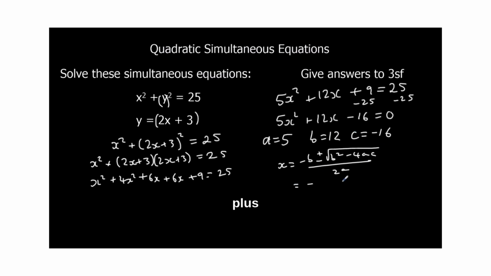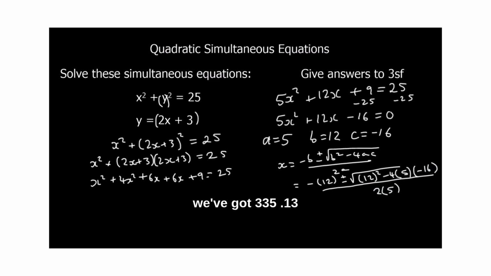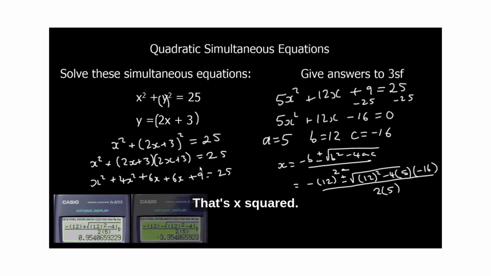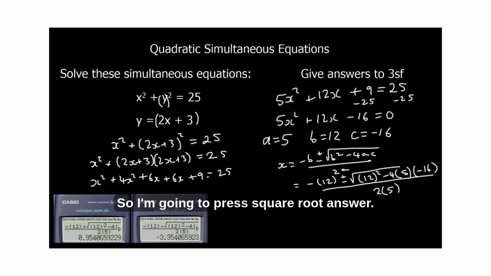So it's minus 12 plus or minus the square root of 12 squared minus 4 times 5 times minus 16, all over 2 times 5. So we type it in the calculator with a plus first, and that gives us 0.954 to 3 significant figures. Then we change it to a minus, and that gives us minus 3.35 to 3 significant figures. There are 2 x values.